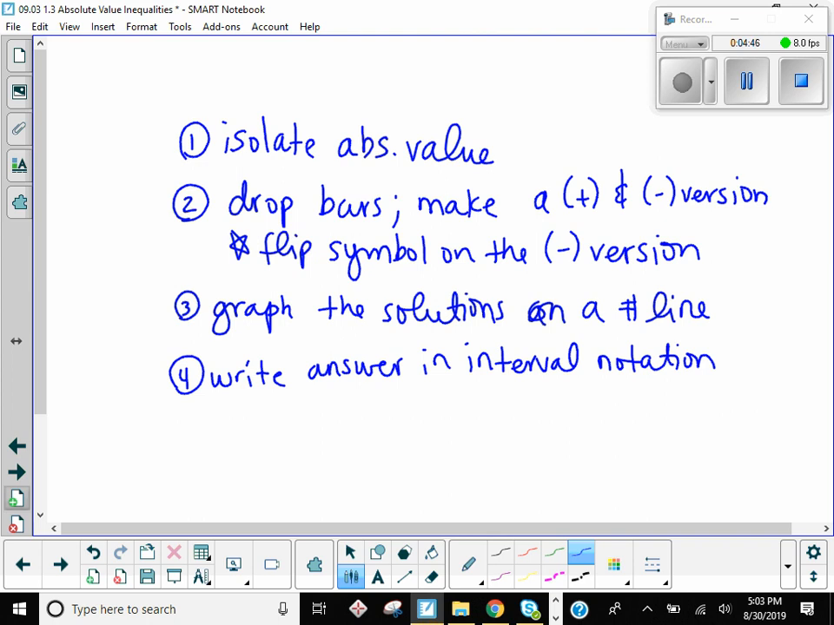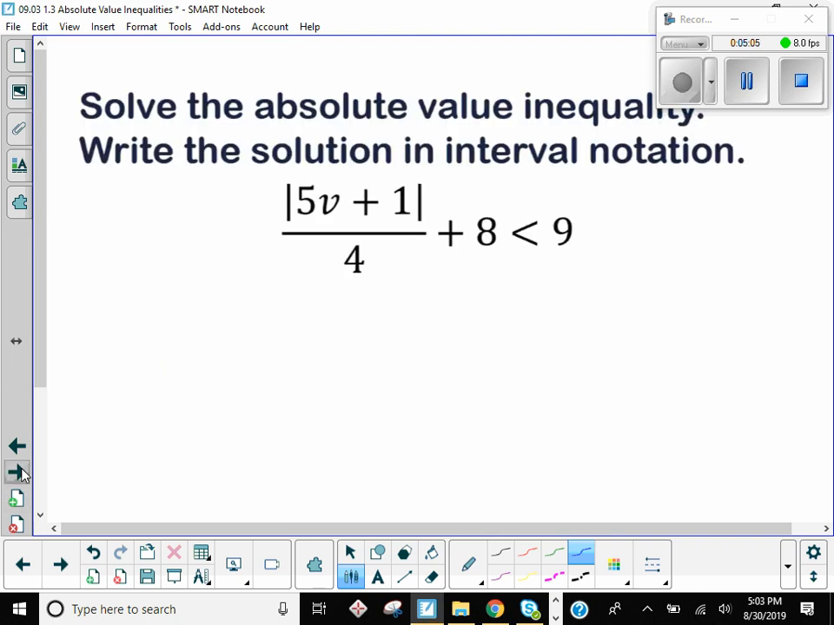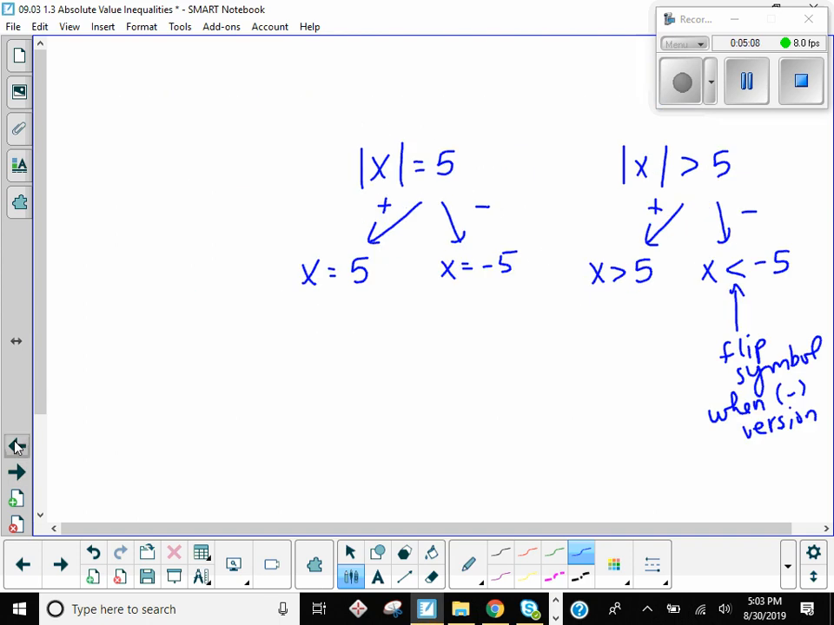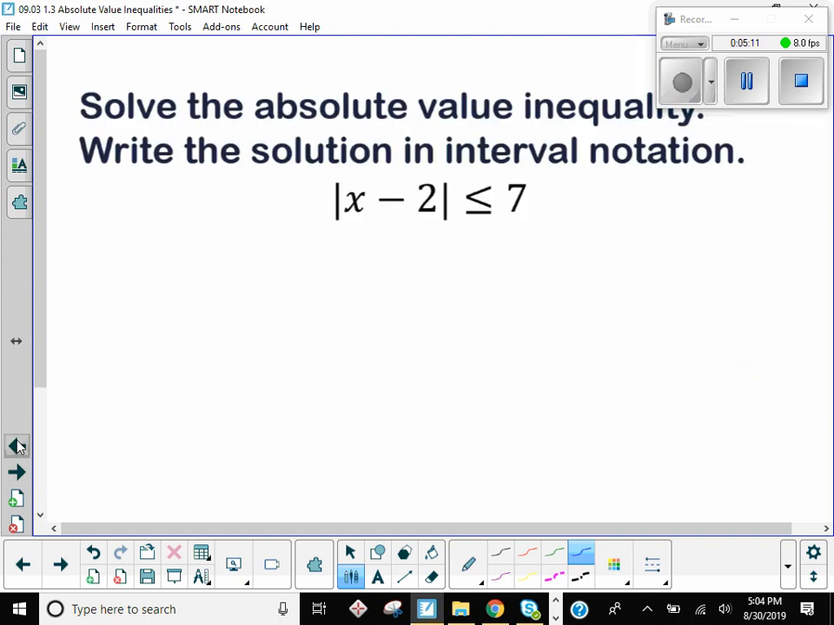Okay, so those are your abbreviated steps. It's pretty much what all the words on the other part of the front of your sheet say, but shorter. So pause it here if you need to continue copying that down. If not, this is where it goes straight to an example problem. This one's the most basic one. The first step, isolate the absolute value, is already done. So the second step is drop the bars and make a plus or minus version.